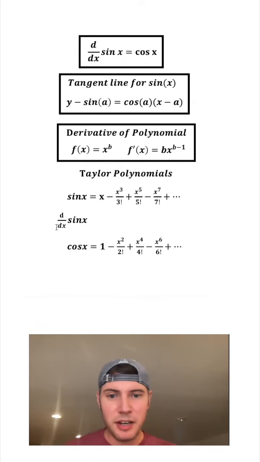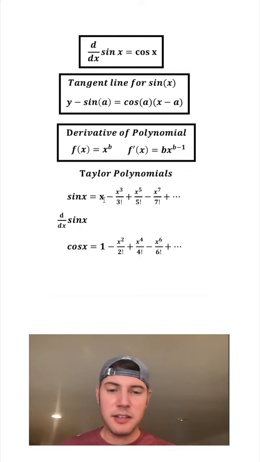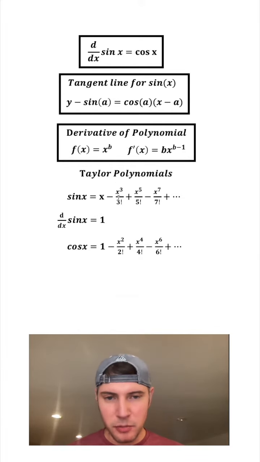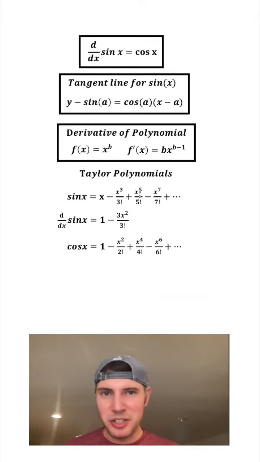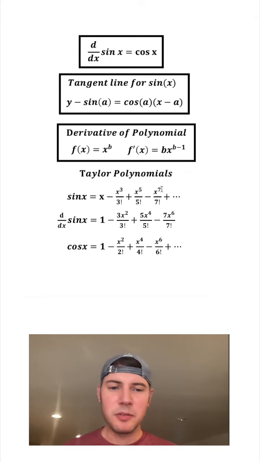So we have the derivative of sine of x. Now, what is the derivative of x? It's 1. And what's the derivative of this term right here? This right here, because the 3 is going to be brought in front and it's going to become x squared. And then what's the derivative of this term? Well, the 5 is brought in front and it becomes x to the 4th. And this one, the 7 is brought in front, x to the 6th. And that's going to continue forever.